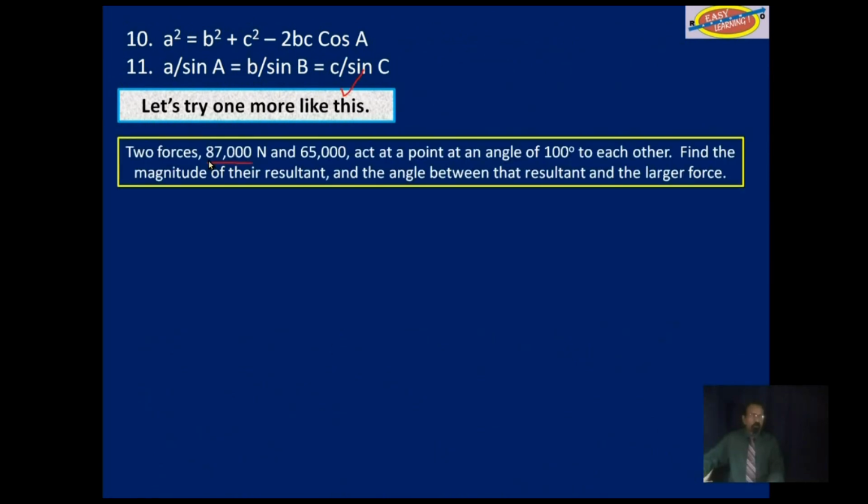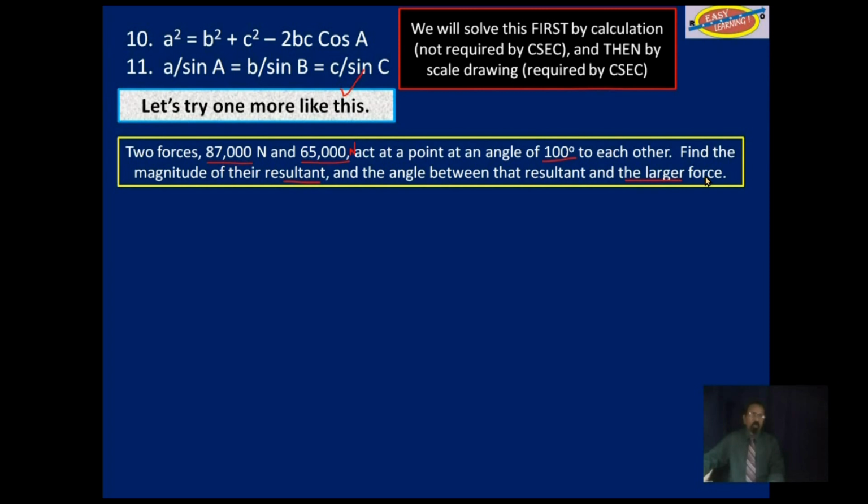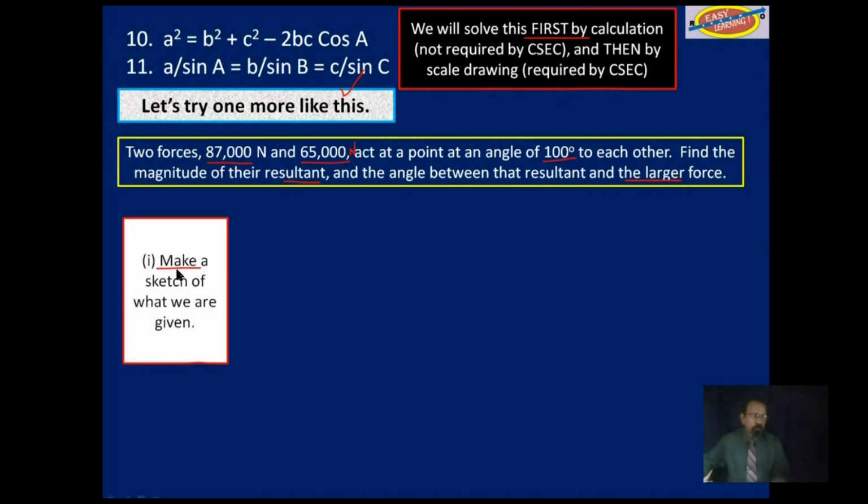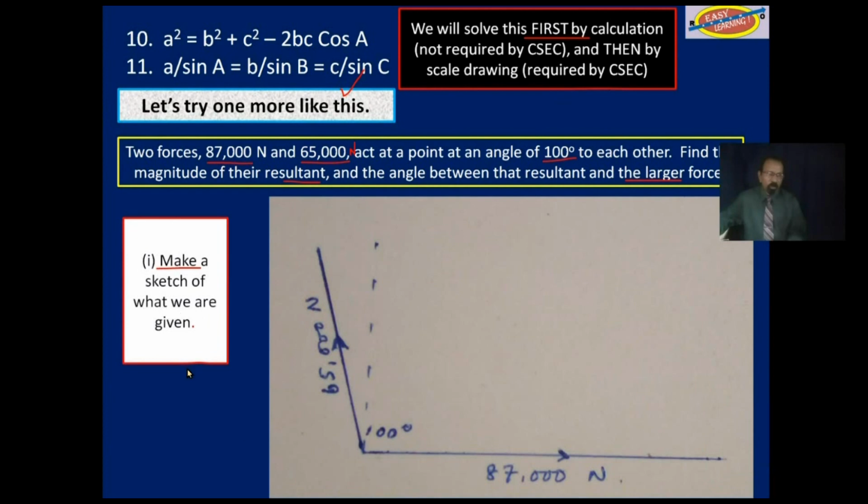Two forces, 87,000 newtons and 65,000 newtons, act at a point at an angle of 100 degrees to each other. Find the magnitude of their resultant and the angle between the resultant and the larger force. Well, we will solve it first by calculation, and then we will do the scale drawing. First thing we need to do is make a sketch. Normally, we draw the larger force as a horizontal force.